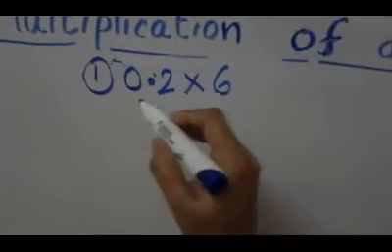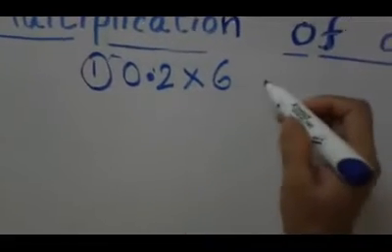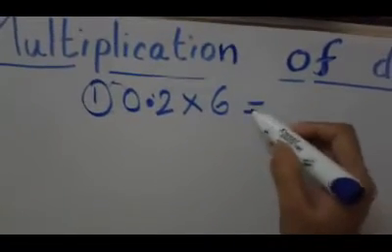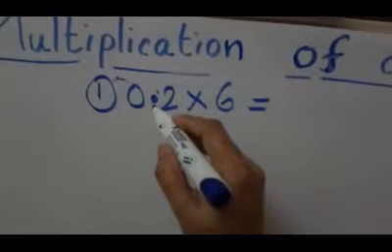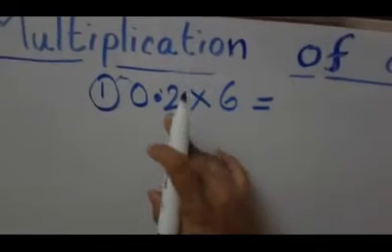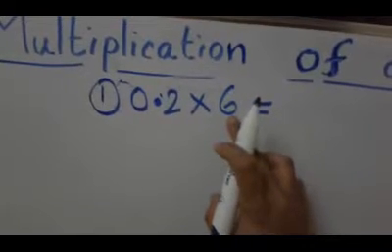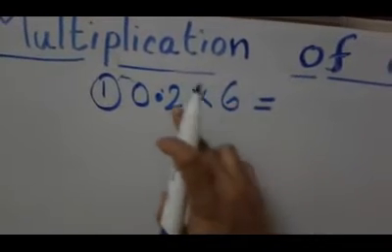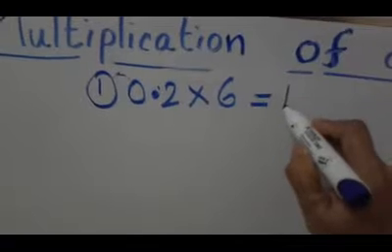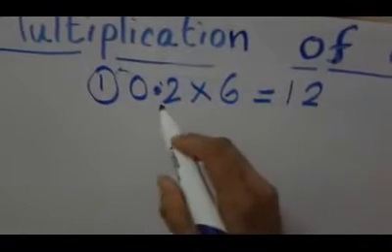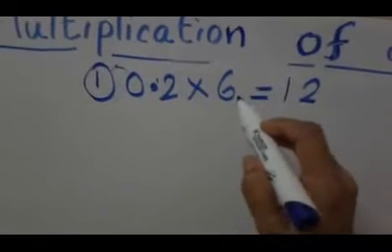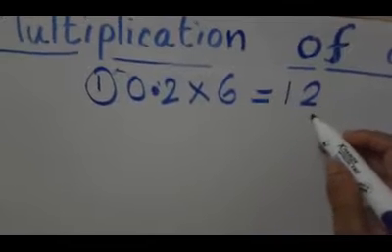If I want to multiply a whole number by a decimal, the first thing you have to do is ignore the decimal point. So you will get the number 2 and here the number 6. We know how to multiply 2 and 6. 2 times 6 is 12. This is the first step, that is, ignoring the decimal and multiplying the numbers. Then you will get 12.